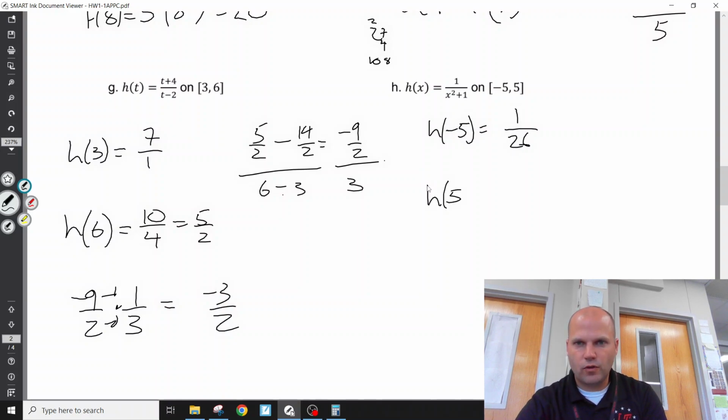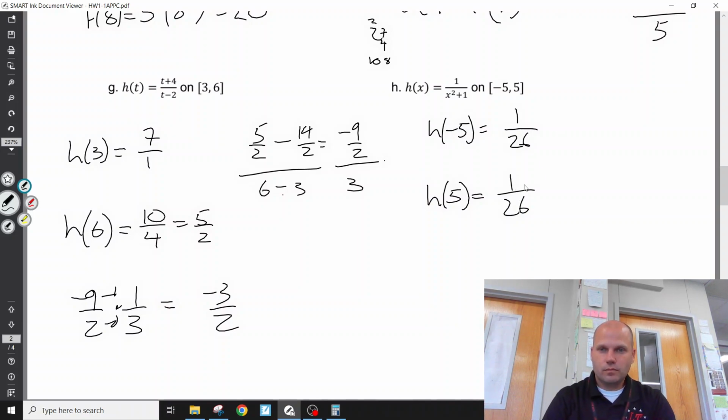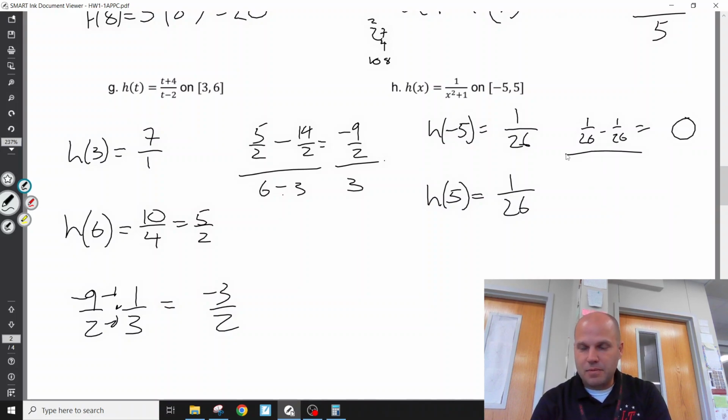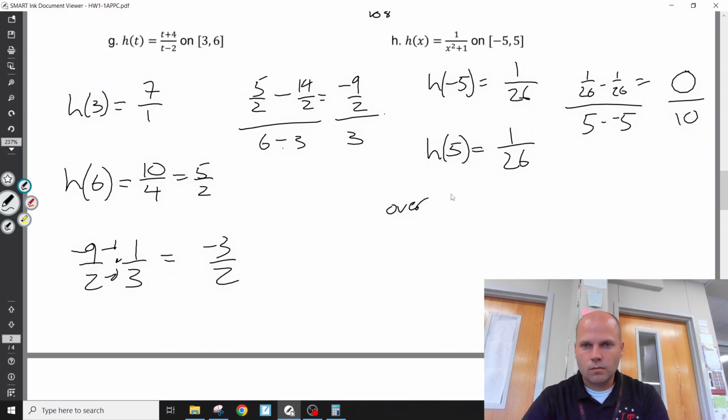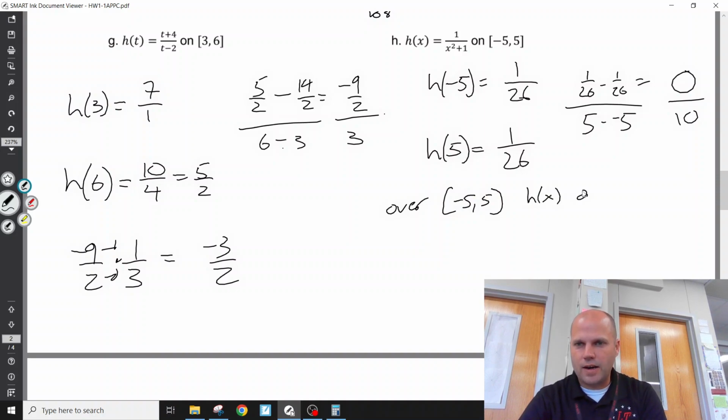Oh, this is a fun one from Mr. Huffaker. He made this homework. On average, I don't go up or down at all. 126 minus 126 is 0. On average, I'm neither increasing nor decreasing. I'm constant. 0 over 10. Over the interval, h on average is constant. Cool.